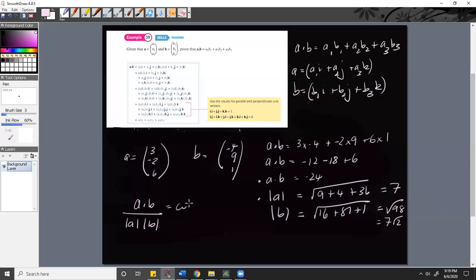So if that is equal to the cosine of theta, therefore the cosine of theta is equal to minus 24 over the mod of A, which is 7, times the mod of B, which is 7 root 2. And obviously we're going to use our calculator to find that. I'm just going to do that very quickly. And I make that to be 110 degrees to the nearest degree. Okay, which makes sense because in this quadrant the cosine is negative. So that's how you use the dot product.